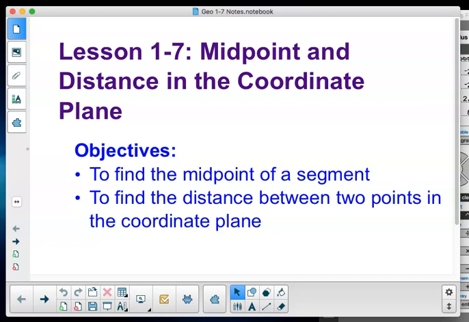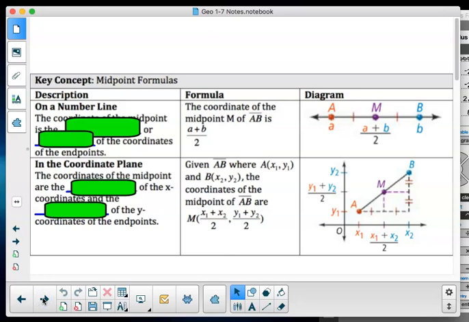Okay, this is lesson 1-7, midpoint and distance in the coordinate plane. Our objectives today: to find the midpoint of a segment, and to find the distance between 2 points in the coordinate plane. Those are it.